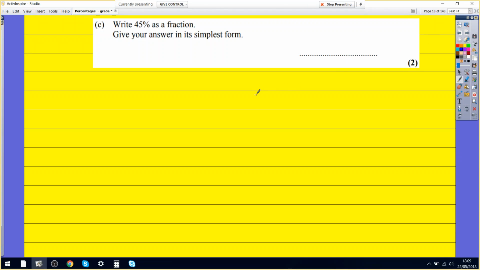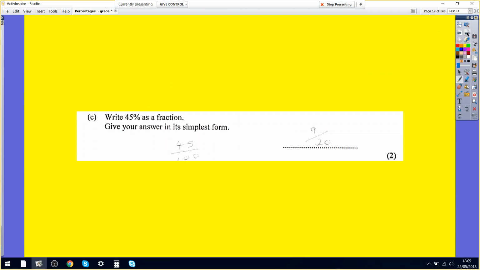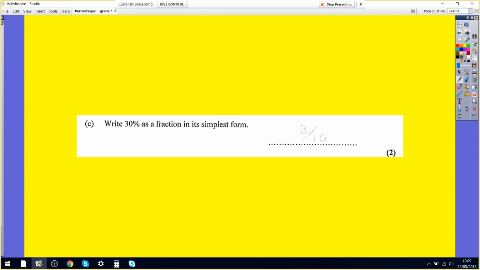How about this one? The first bit would be 45 over 100. Mm-hmm. And simplify it even more, what was it? Could it be 9 over 20? Yeah, 9 over 20. Perfect. Got it. So you got that one all by yourself. Okay.